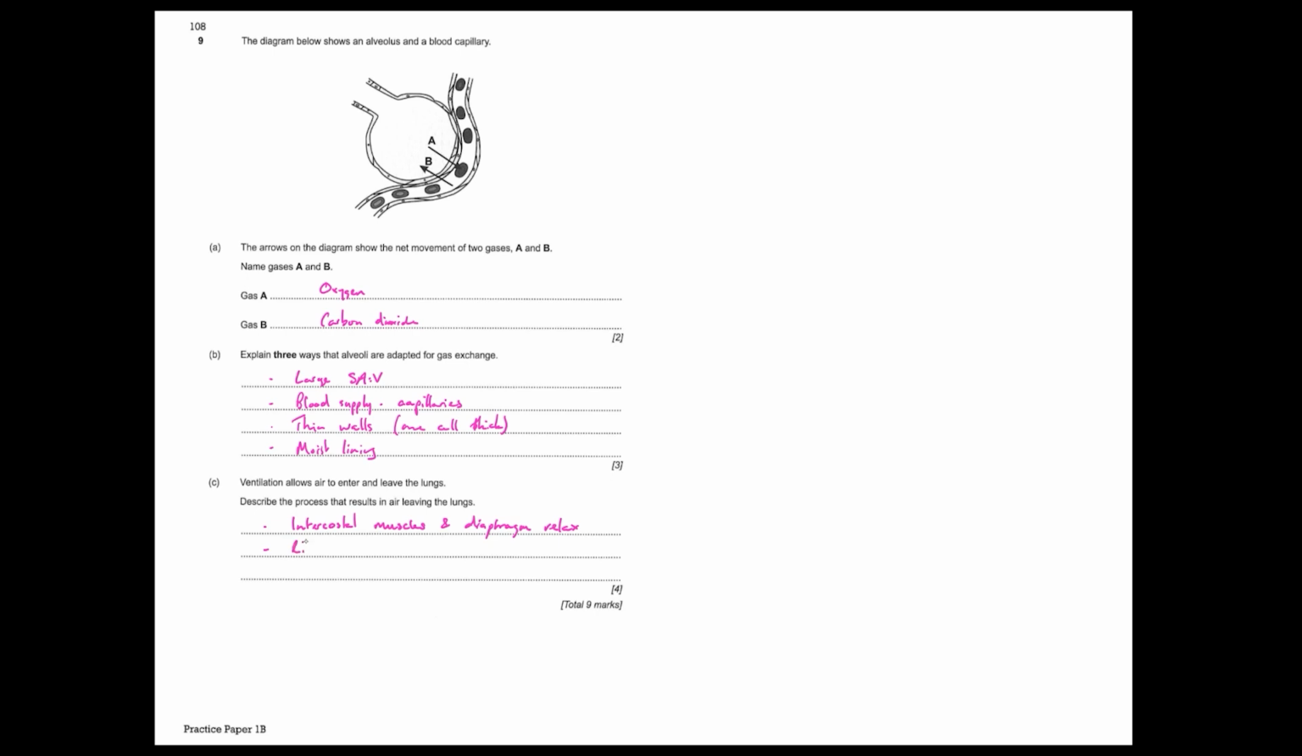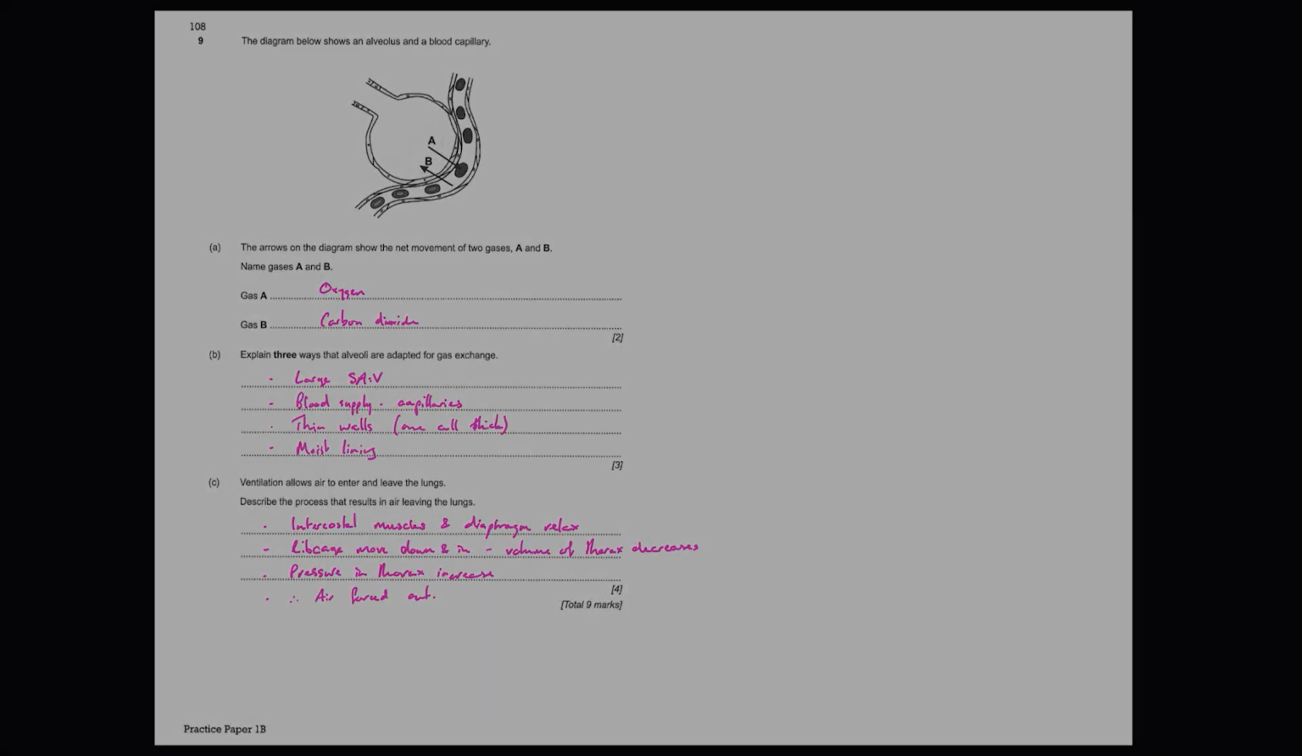That causes the rib cage to move down and in, and so the volume of the thorax decreases. That means the pressure in there is going to increase, and therefore the air is forced out. Good, and that will do it for question 9.